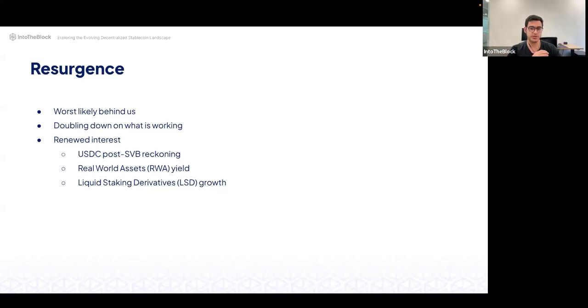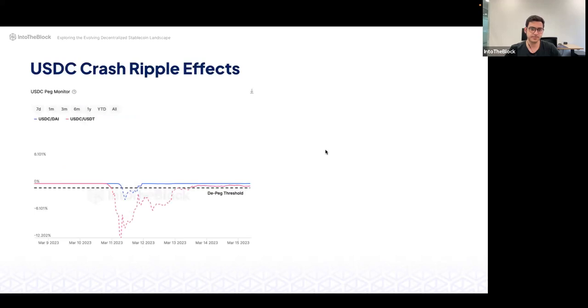And then also liquid staking derivatives, or so-called LSDs, have seen remarkable growth and are helping drive stablecoins forward, as I'll get into. So let's talk about the USDC crash briefly.